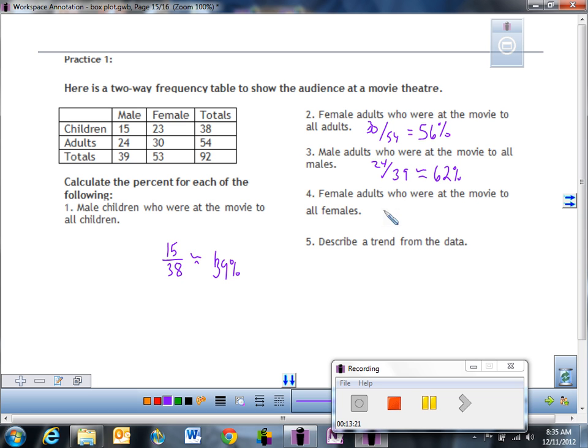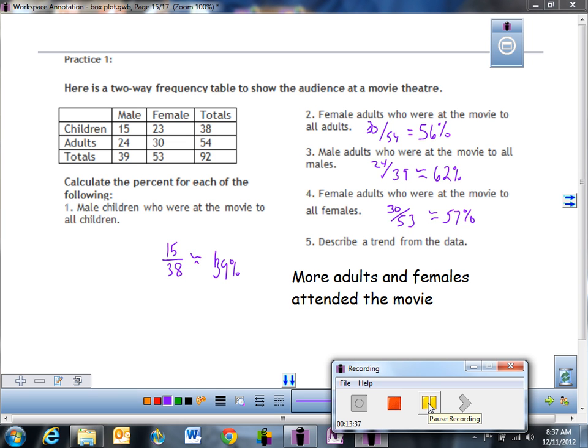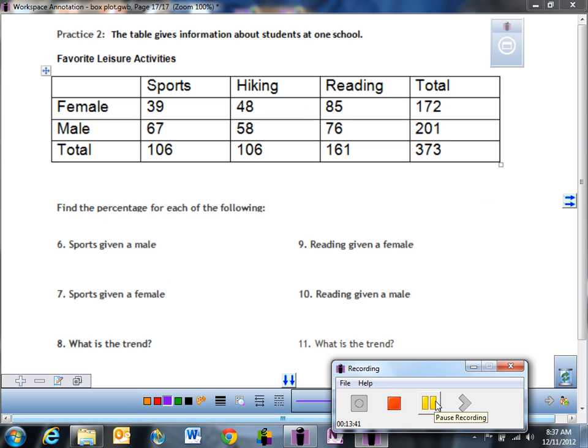Female adults who were at the movie compared to all females, so that's 30 out of 53, for approximately 57%. Describe the trend from the data. I said more adults than females attended the movie. Try this one on your own. And here are my answers.